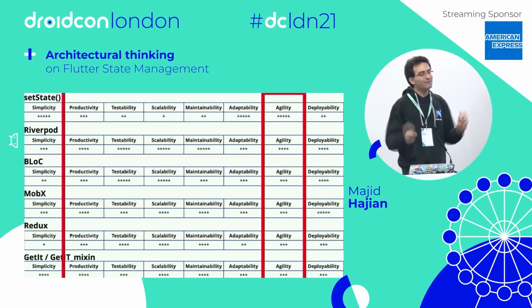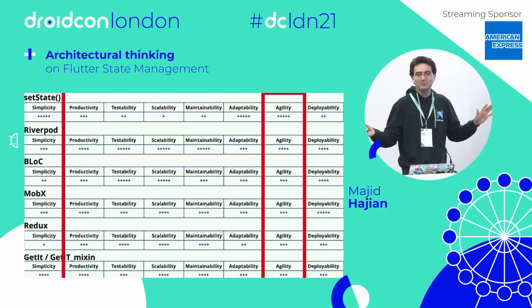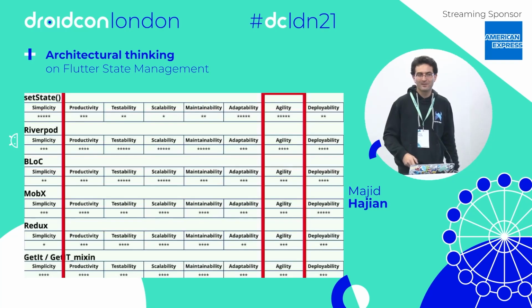But I ended up having set state. As simple as this, because I didn't have much state in my application. It was only three screens, a loading screen with some state, and a couple of other screens, which were loading data from Firebase. And that's it. Set state was working perfectly for me.